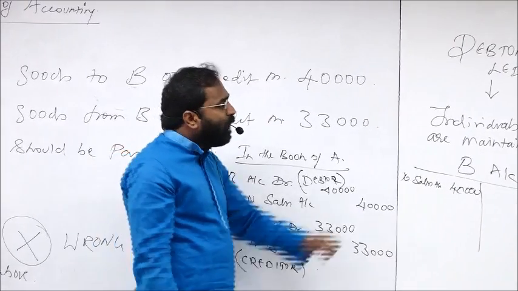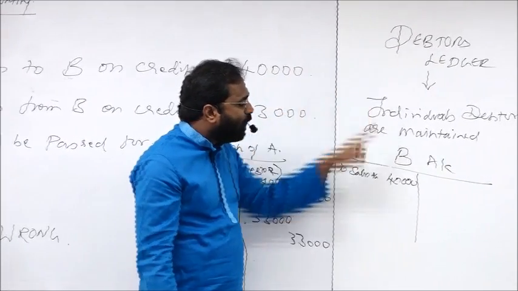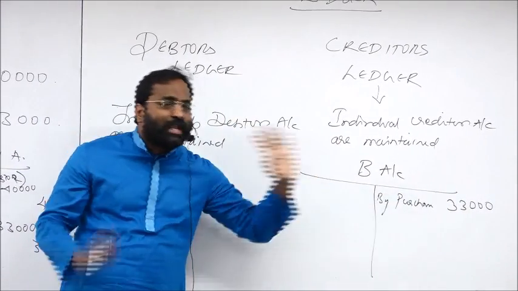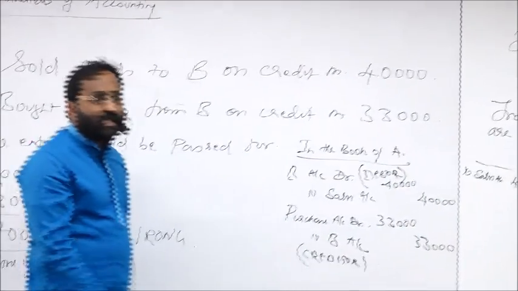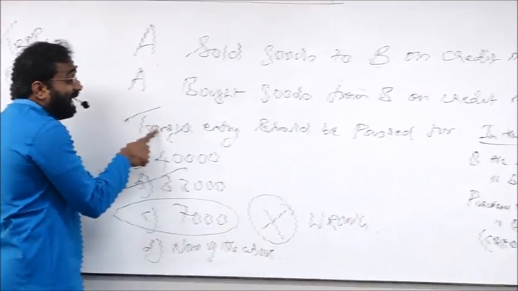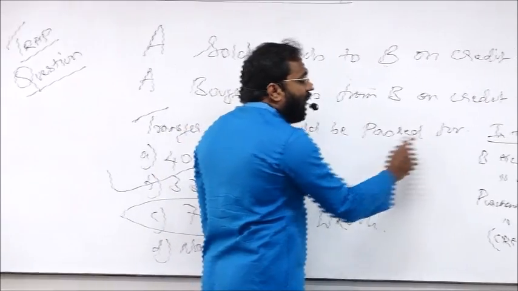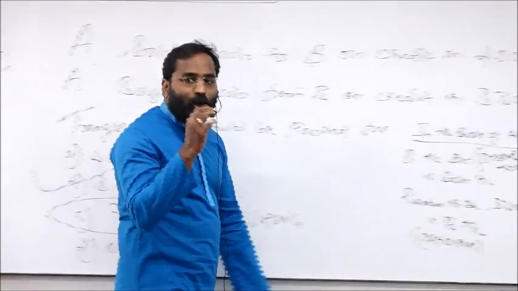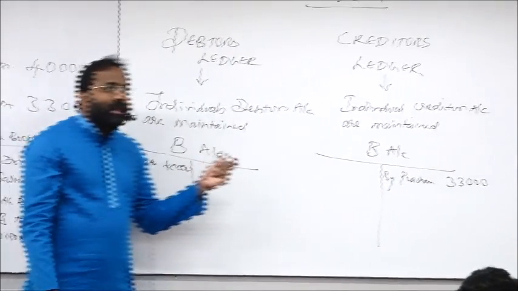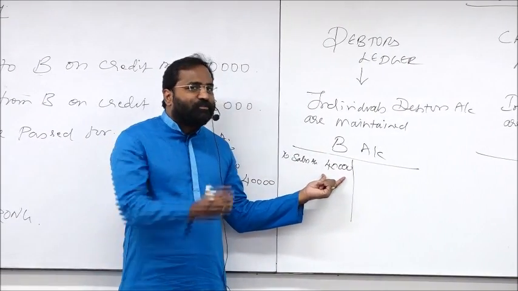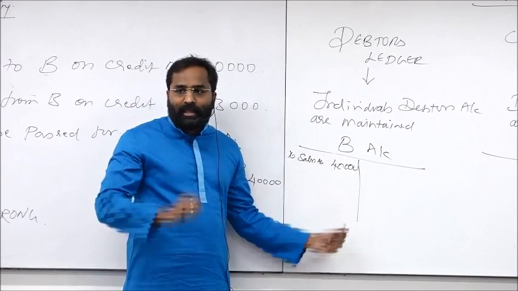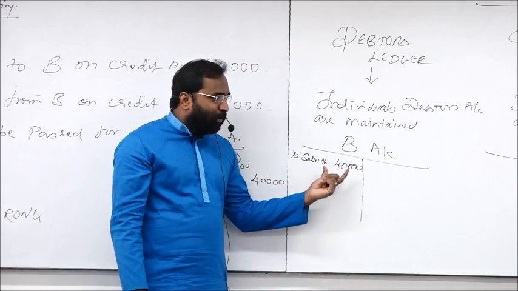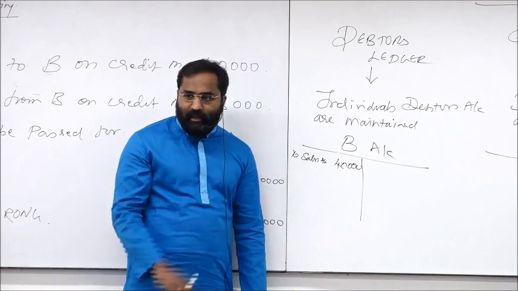Yes or no? Now this B account is in debtors ledger showing a balance of 40,000. This B account is there in creditors ledger showing a credit balance of 33,000. Yes or no? Now transfer entry should be passed for 40,000 or 33,000, 7,000 or none of the above. Now what we will do is, are we going to collect 40,000 from B or 7,000 from B? Excellent. Clear or not clear? We are going to collect 40,000 from B or 7,000 from B.